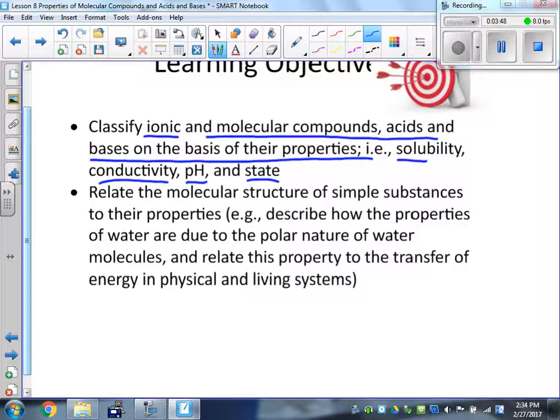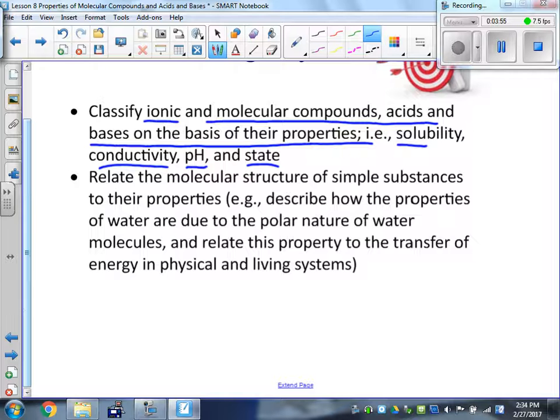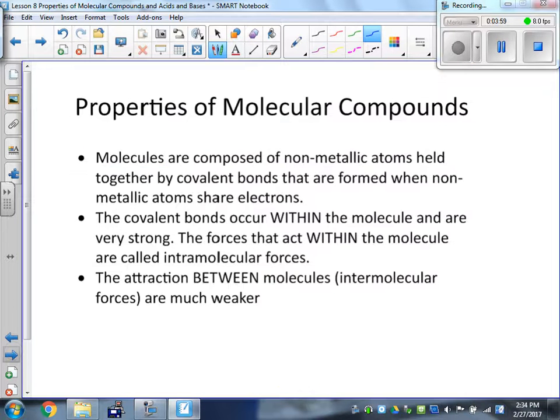Relate the molecular structure of simple substances to their properties. Describe how the properties of water are due to the polar nature of water. And relate this property to the transfer of energy in physical and living systems. So we're going to look at that as well, okay? Last day we did properties of ionic compounds, okay? What are the properties of molecular compounds?